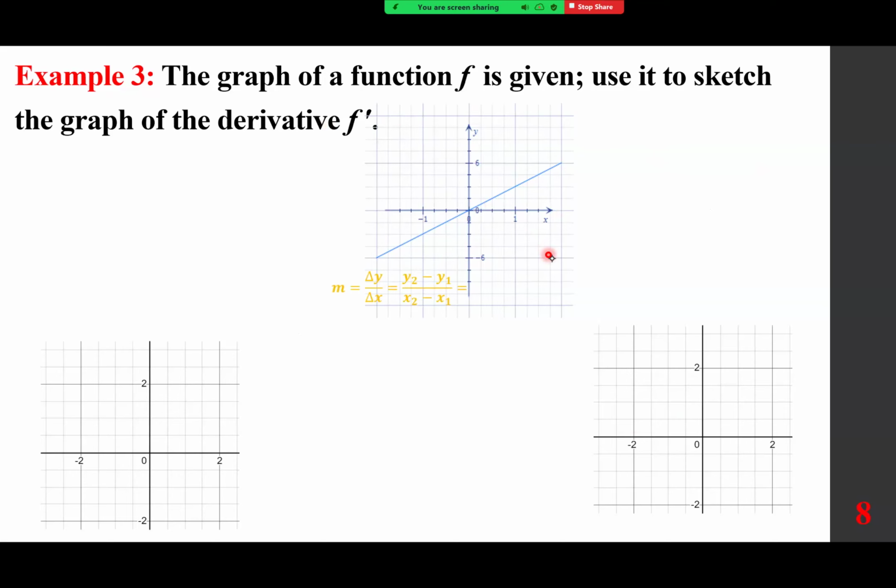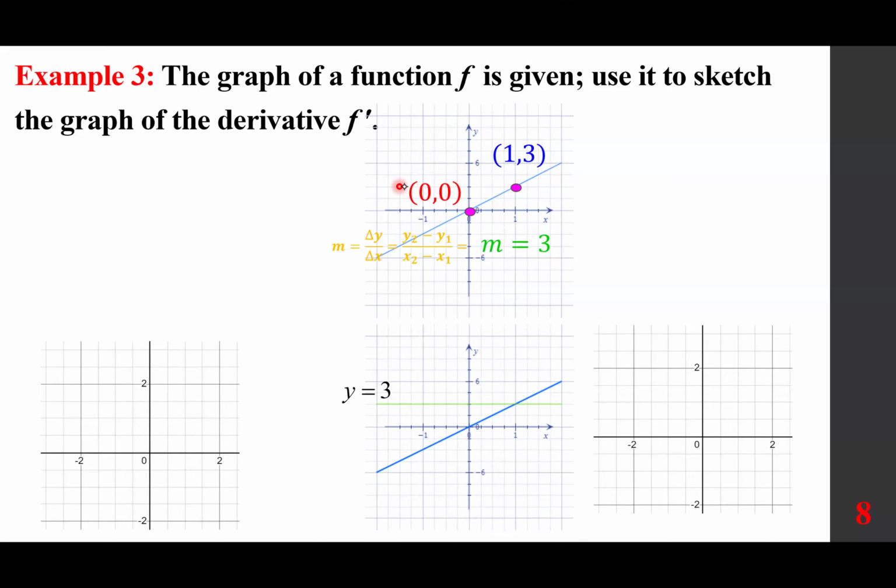So you are going to pick two points. This is clearly at 0, 0, and this is clearly at 1, 3. Please understand, the scale along the x and y don't have to be the same. So this is 1. Since this is 6, this must be 3. 3 minus 0 over 1 minus 0, and m becomes 3. So all you have to do is draw the line y equals 3 as your answer, and you're done.